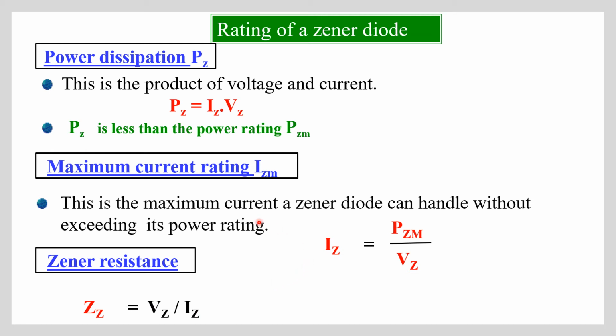The Zener resistance. The Zener resistance or Zener impedance is specified at the same test current used to measure Vz. So the dynamic impedance Zz is equal to Vz upon Iz. So these are the ratings of the Zener diode. When you purchase a Zener diode, you should look for the specification: what are the power rating, current rating and the resistance. Is it clear?